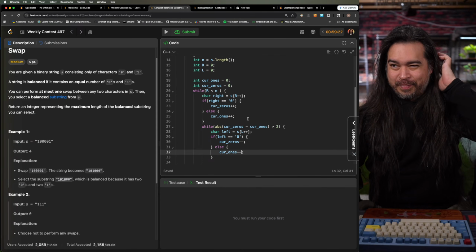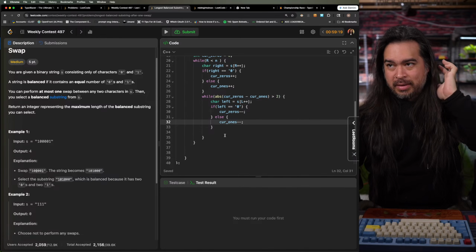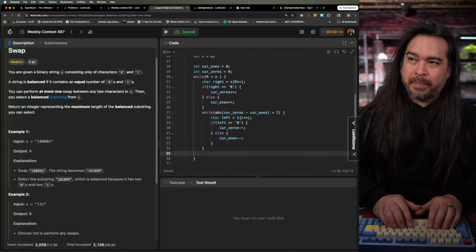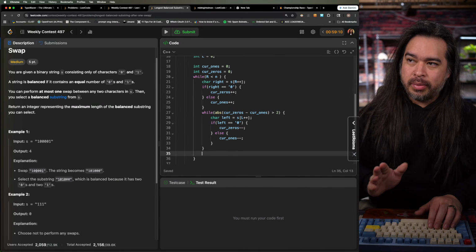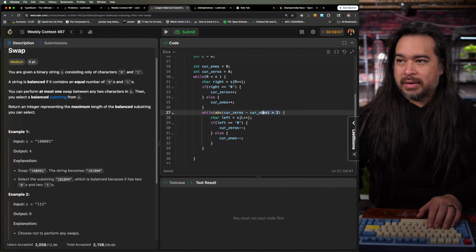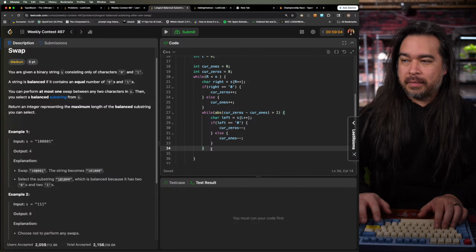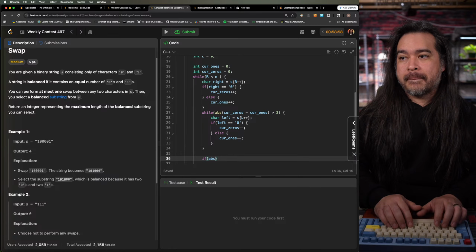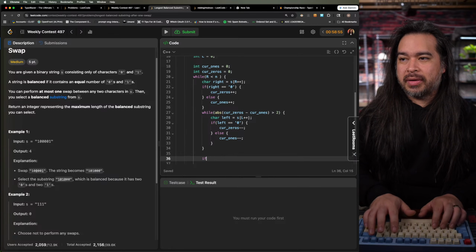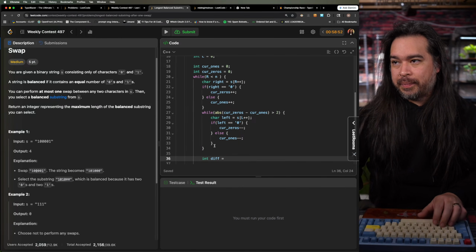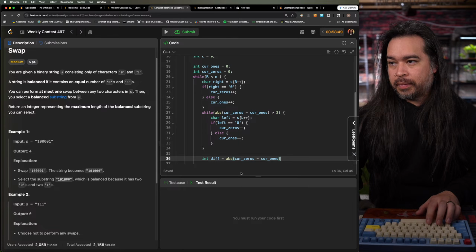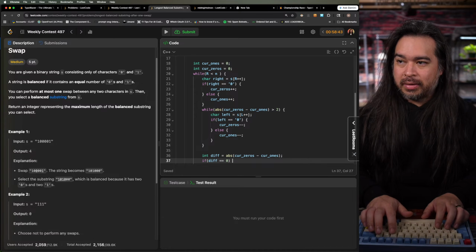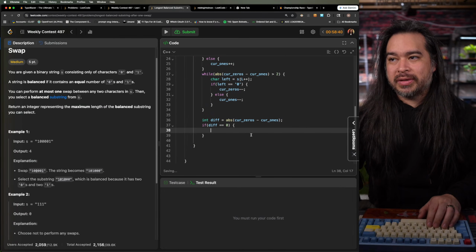But then I guess I'm going to say, now we know our diff is, wait, let me think. So that's our diff. So if it's 0, then this is already balanced.